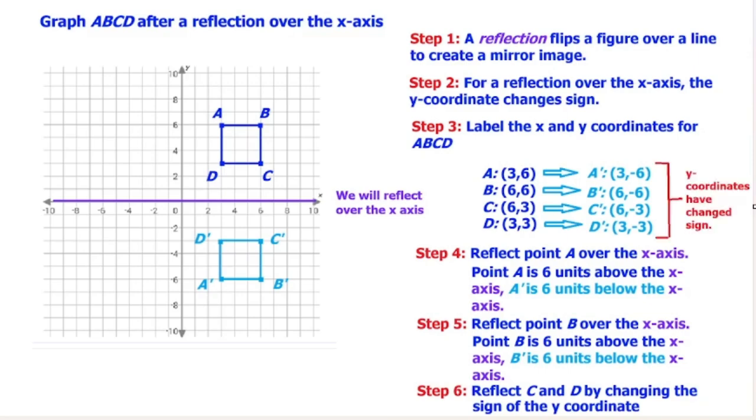Just remember here that the y-coordinates have changed sign. So when you do a reflection over the x-axis, you just change the sign of the y-coordinate. And that's the rule. And don't worry if you don't understand that right away. You could just rewatch the video.